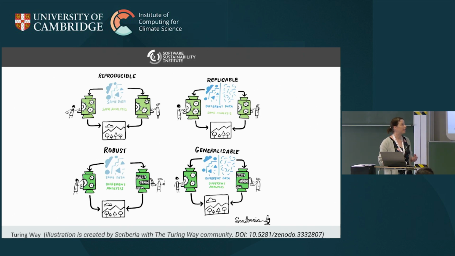There are other concepts as well. Replicable research, which they define as different data but the same analysis. If it's replicable, you'll get the same answer. Then we have robustness, which is the same data, different analysis, same answer. And generalizable is where you've got different data and different analysis. So I should say this is the Turing Way's definition. If you Google it, there are a few subtle distinctions between what people use, but I like the clarity with which they've defined this.